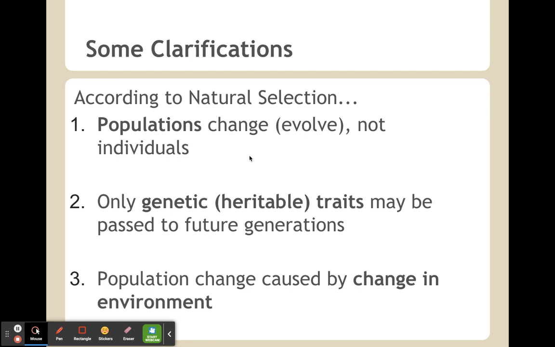Only genetic or heritable traits may be passed to future generations. Again, me dyeing my hair purple does not make that trait heritable or genetic, so it's not going to be passed down to my offspring. And a population change is caused by change in an environment. We're going to talk a little bit more about that in the next little set of slides.